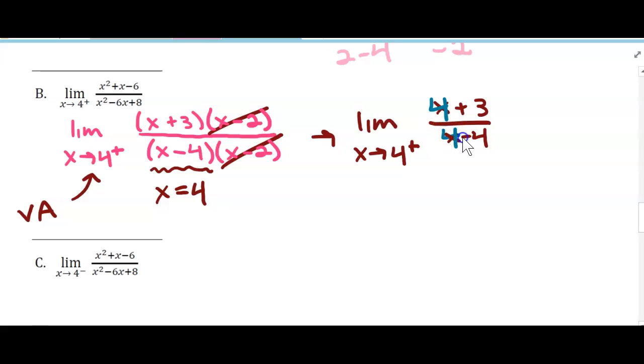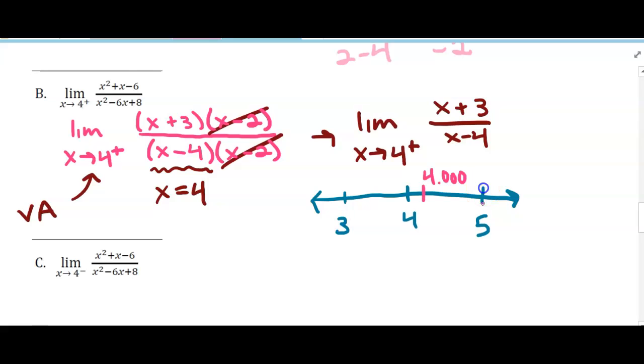We need to plug in some values that are really, really close to 4. If we think about this in terms of a number line, we have 4, and on the left is maybe 3, on the right 5. We want to plug in some value that is really, really close to 4, like a 4.00001 type deal. The reason I'm looking at the right is because that's what they're asking for: the limit as x approaches 4 from the right. So I'm looking at an x value very, very close to 4, just to the right of it.